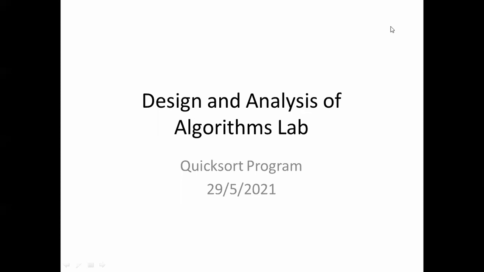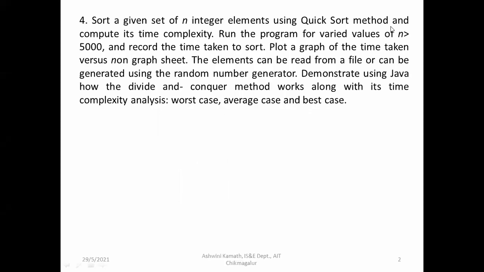Today we'll discuss the quicksort program. According to your syllabus, this is the fourth lab program. Sort a given set of n integer elements using quicksort method and compute its time complexity. Run the program for varied values of n greater than 5000 and record the time taken to sort. Plot a graph of the time taken versus n on graph sheet.